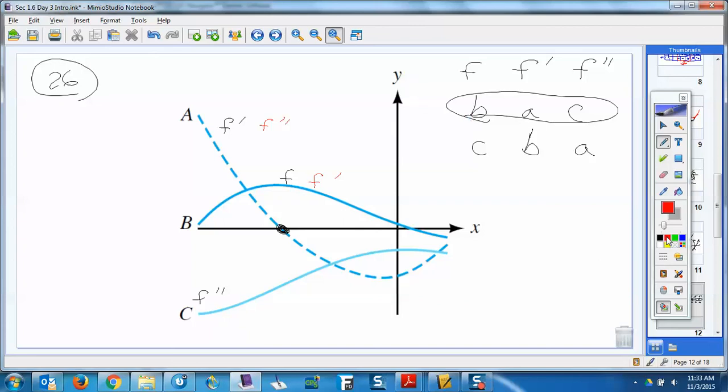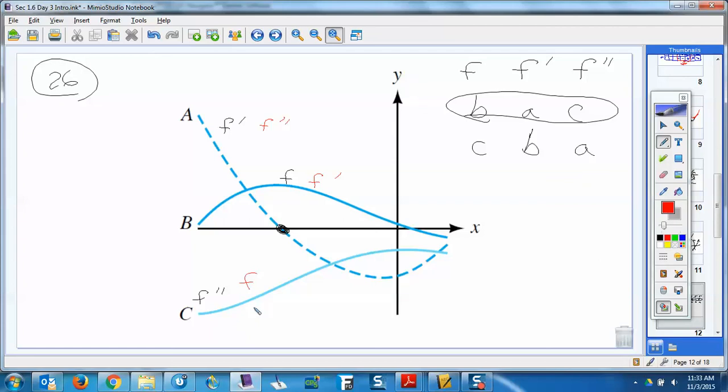Now, what about the one in the red? If this is F prime and F double prime, that would make this one F. So let's look at that connection. Let's do the first one we learned, which is the F, F prime connection. If F prime is positive, which it is all the way to there, what's that tell you about F? F prime positive means F's increasing, which it looks like it is all the way to there. So this looks like a local max. Positive to negative F prime gives me a local max.